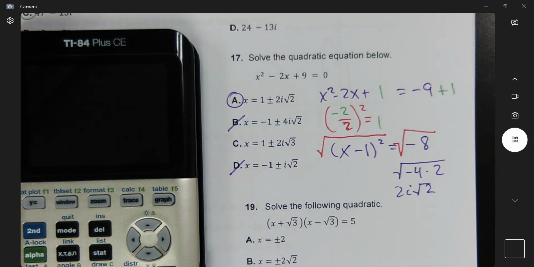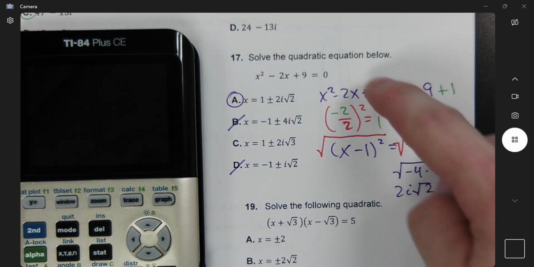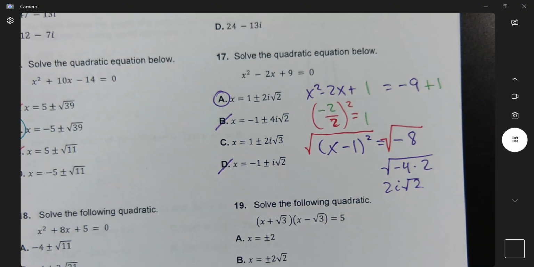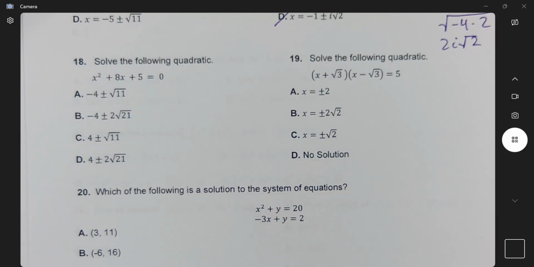Or you could just use the quadratic formula. Either way, you're going to get to that result. But I think this was less work. Anyway, number 18. We are on our way.